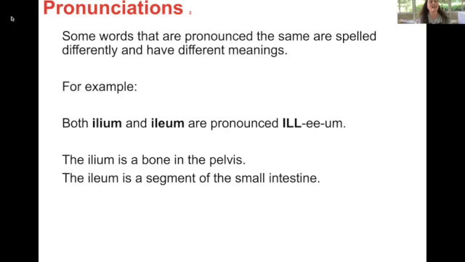So ilium with an I is a bone in your pelvis. Ileum with an E is part of your small intestines. So if you write the wrong thing down, the patient and or the other medical people who are checking things out will be looking in the wrong area.